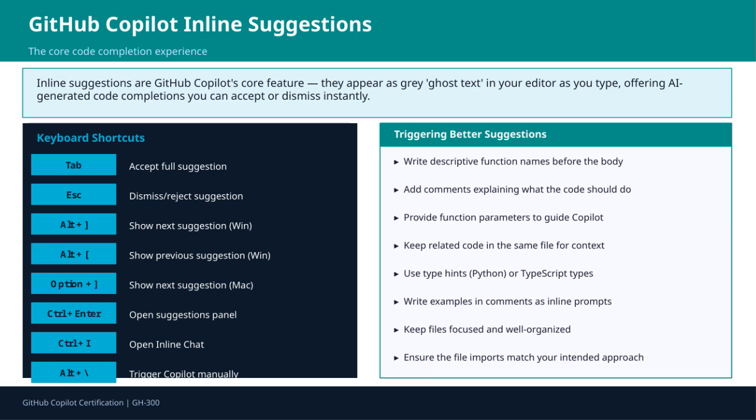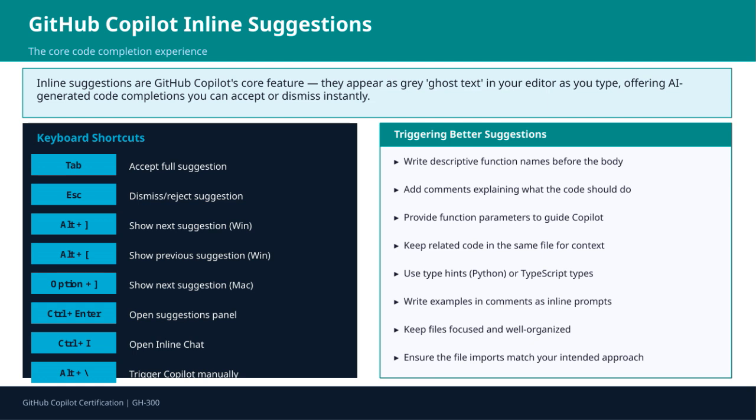There's also a handy shortcut, Control plus Enter, to open the Suggestions panel for more options, and Control plus I opens the inline chat feature for interactive assistance. Alt plus / lets you manually trigger Copilot whenever you need it.